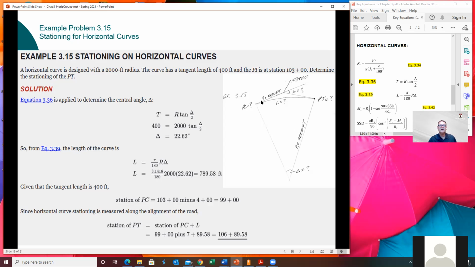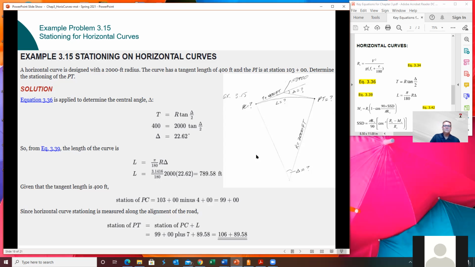Now remember, because this is a circular curve, the tangent length on this side equals the tangent length on this side. They're the same, so you've got a tangent length of 400 feet. You do know the station of the PI, which runs along the tangent here, 103 plus 00. You don't know the length of the curve. You don't know the PT. As a matter of fact, that's what they're asking for, the station of the PT. And you do know that the radius, I marked it here, is 2,000 feet. And you don't know what the central angle is. They didn't give you that.